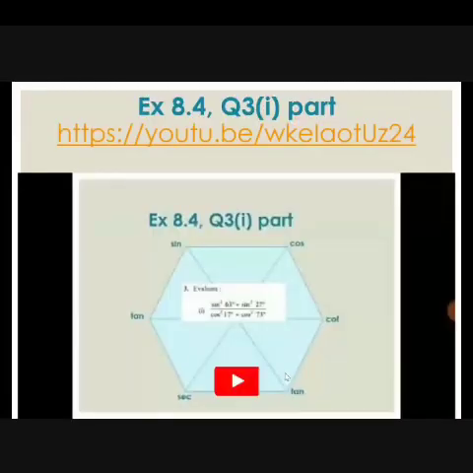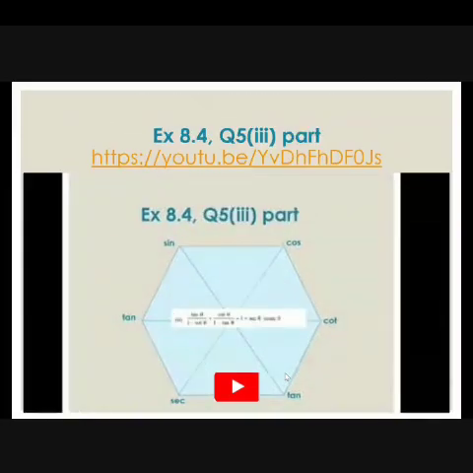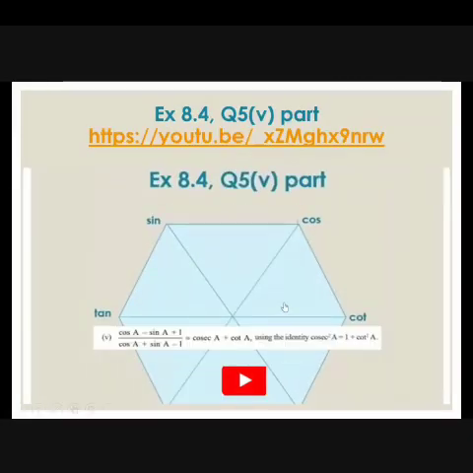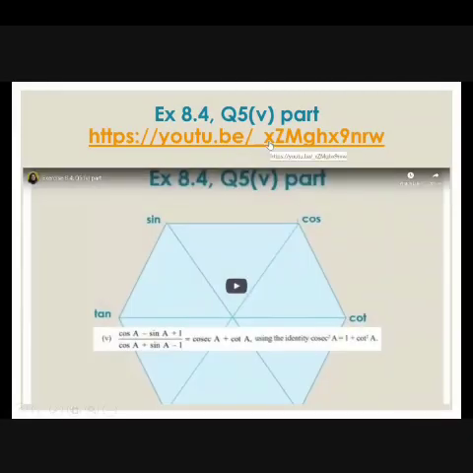Again, in the exercise, I've tried to solve, see third question, first part, third part. Let us check out the fifth question. This is done in a little different manner. Let's hope that plays well.